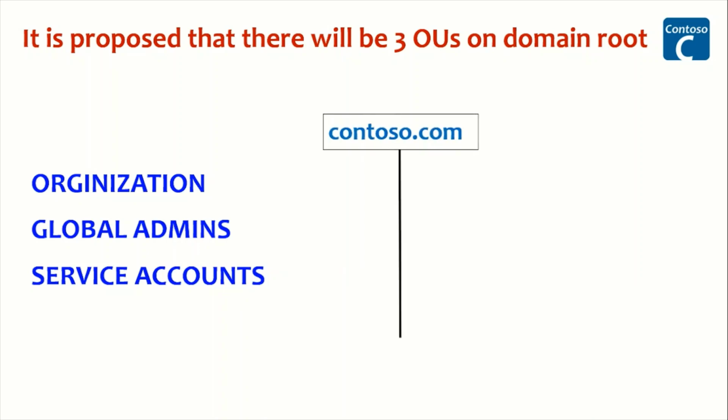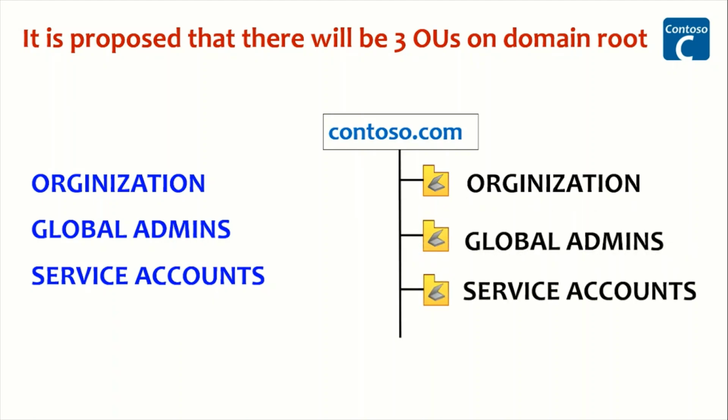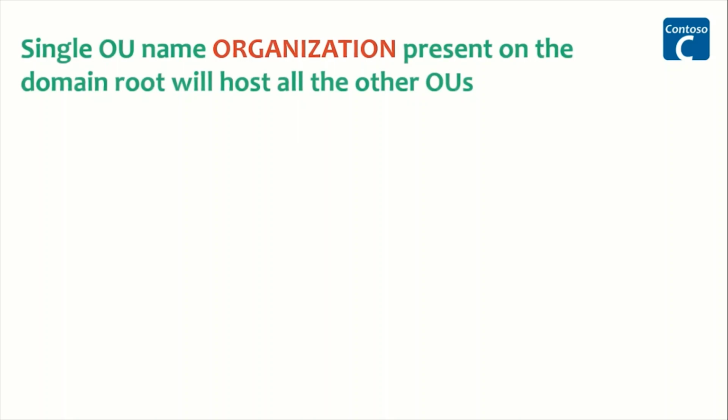So it will be somewhat like this. This is our contoso.com domain and the domain root. So we'll have three OUs: organization, global admins, and service accounts, which will be on the domain root. And a single OU named organization present on the domain root, which will host all the other OUs. So there will be nothing else on the domain root. Everything will be under this OU named organization.